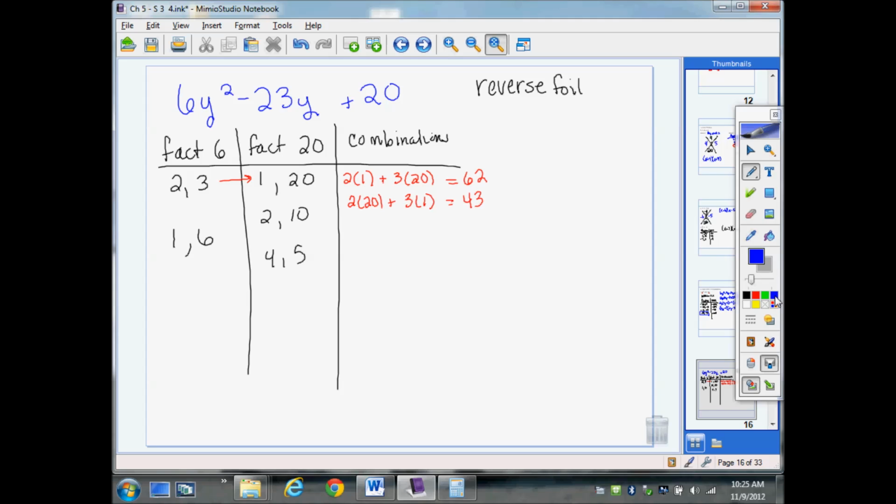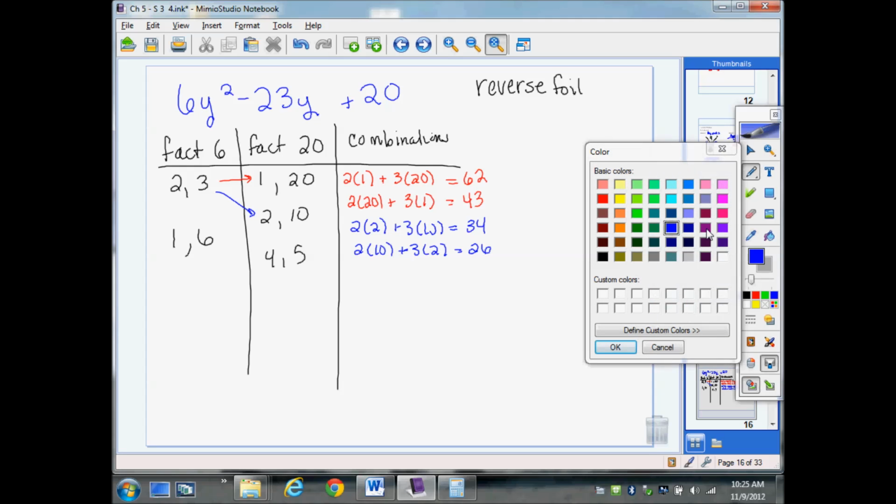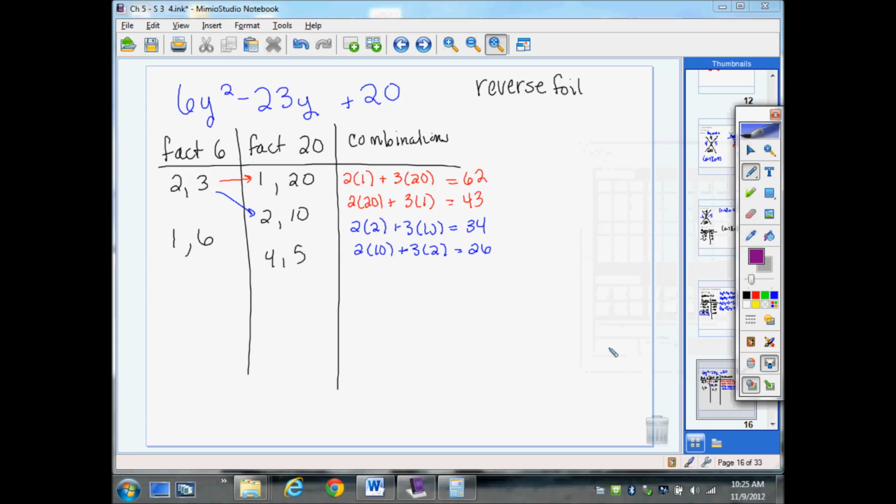Then I try the second combination. So 2 times 2 plus 3 times 10 gives me 34. And then I try 2 times 10 plus 3 times 2 gives me 26. Okay. Then I try the next combination. 2 times 4 plus 3 times 5. That finally gives me 23.